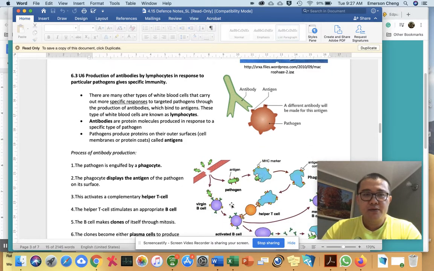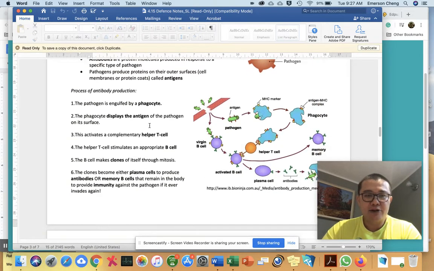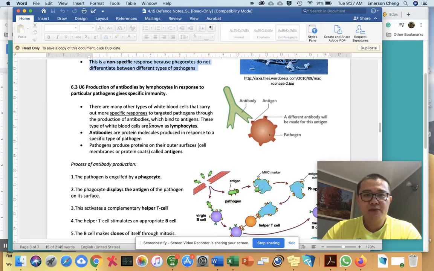Now, we're going to talk about what the specific immune response is. So it's basically this section here. Okay. So production of antibodies by lymphocytes gives the specific response. The ones that make the specific response are called lymphocytes. Antibodies are protein molecules produced in response to a specific type of pathogen.